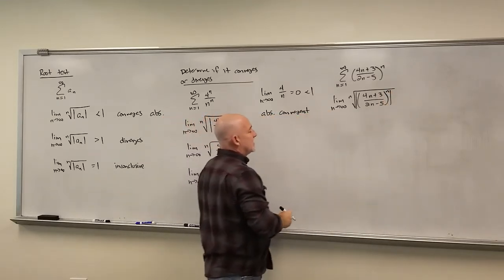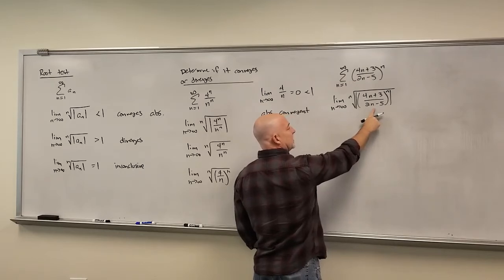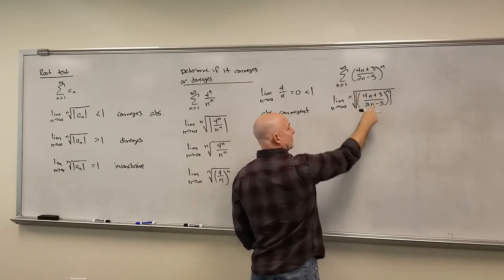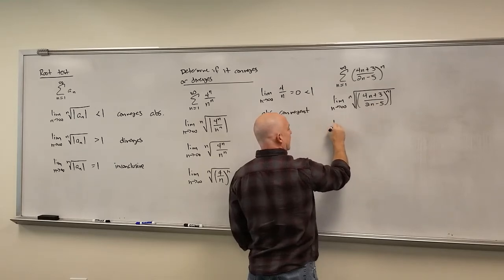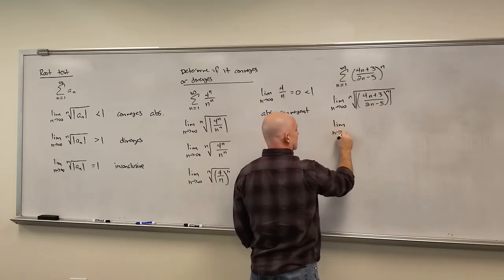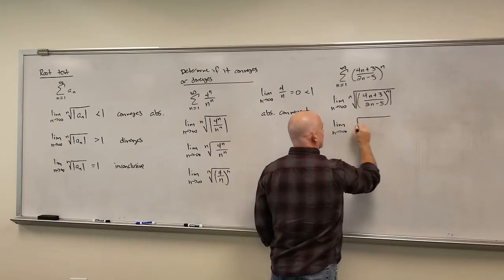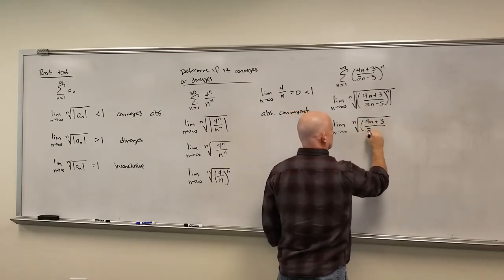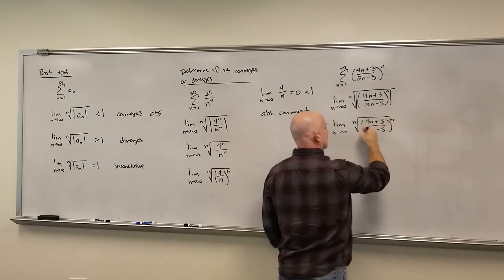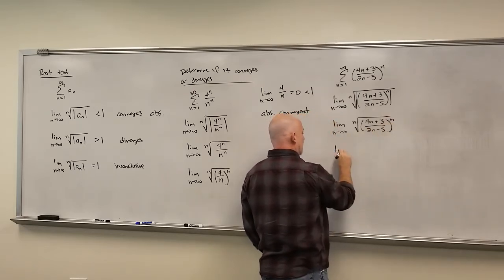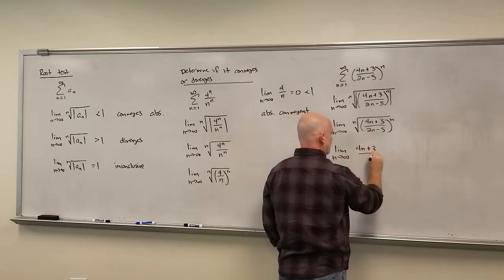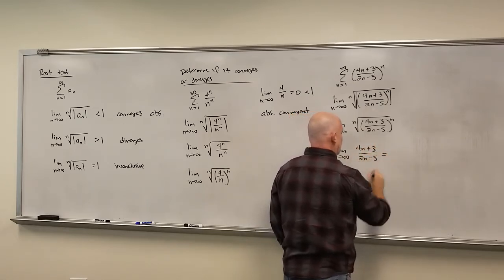All right, so as n goes to infinity, now the bottom will be negative, but it'll only be negative at the very first term. Everywhere after that, it's always positive, so we can get rid of those absolute values. So the limit as n goes to infinity of the nth root of ((4n plus 3)/(2n minus 5)) to the n. Again, the root and the power cancel, so the limit as n goes to infinity of (4n plus 3)/(2n minus 5).